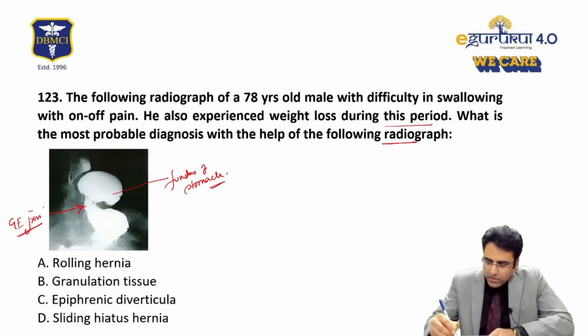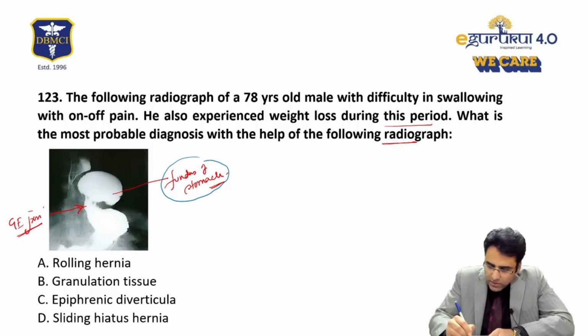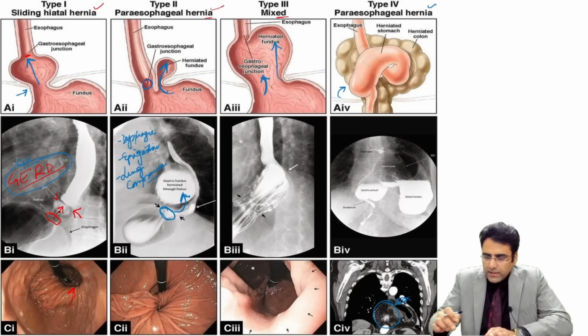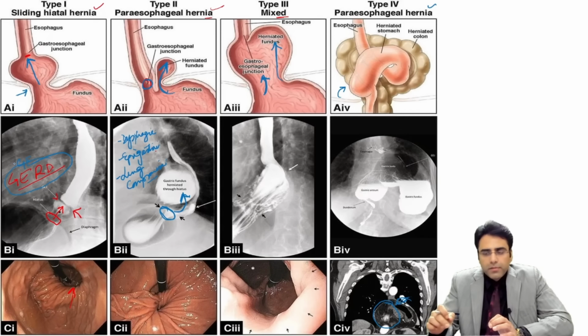So in this, I told you this is fundus of the stomach, this is gastroesophageal junction. Now you tell me, what is this type? This is paraesophageal type. Paraesophageal type is also called rolling type of hernia. It is type 2. Type 2 hiatus hernia, also called rolling type of hiatus hernia.